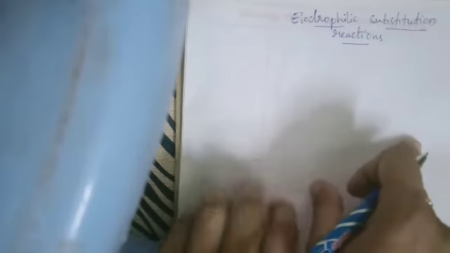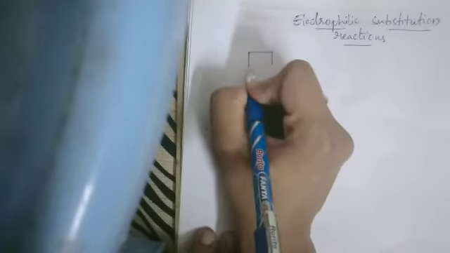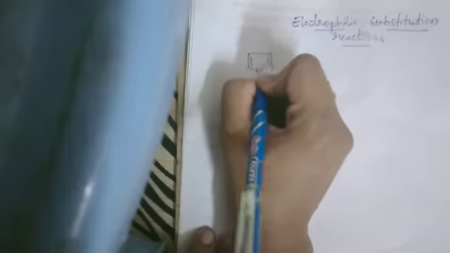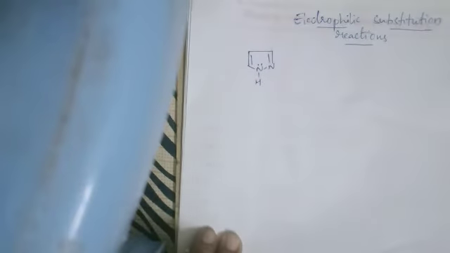Electrophilic substitution reactions. So you know already with respect to the electrophilic substitution reactions, electrophile reacts with the electron rich species. Electrophile is an electron deficient species which reacts with the electron rich species. Which electron rich? Pi electron rich species which are present in the pyrazole. So this is the pyrazole.